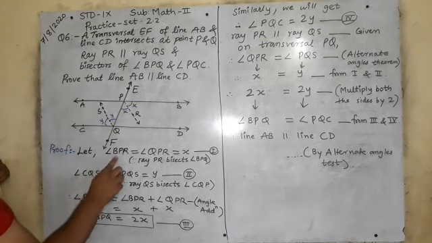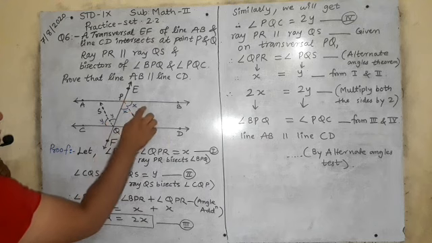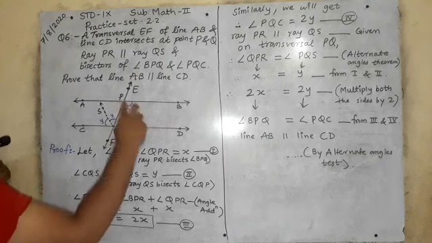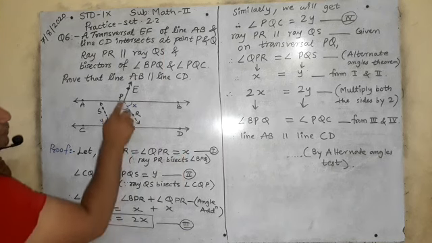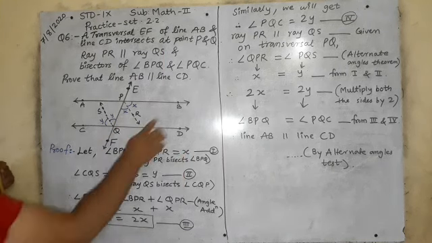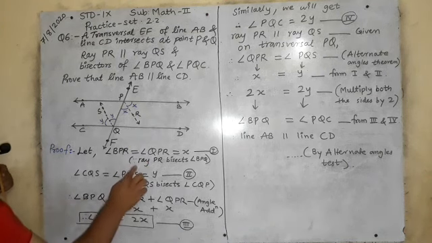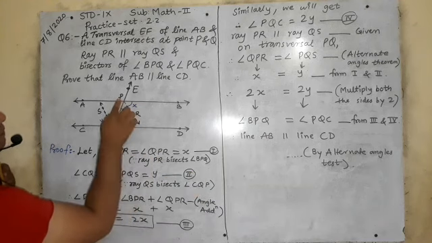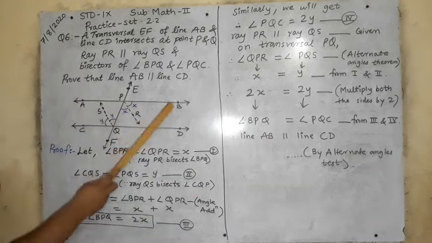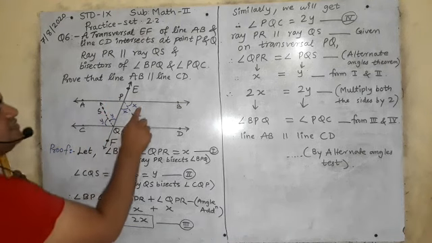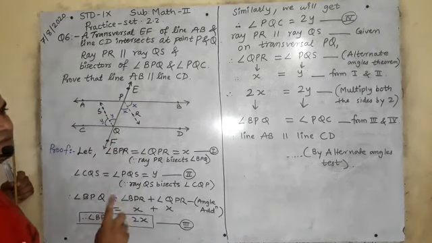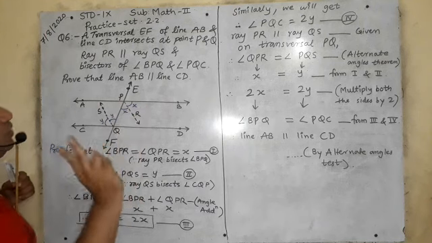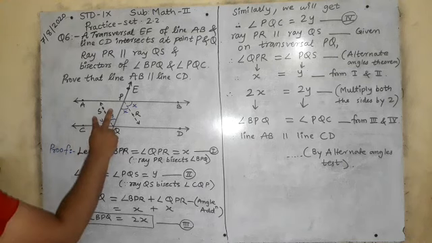So I have written angle BPR, this one, is equal to angle QPR, this one, these two angles are equal to X. Why? Because ray PR is an angle bisector of BPQ. Is it clear? Because ray PR bisects angle BPQ. PR made two equal parts of BPQ. So I will consider this X, so this will also be X, because an angle bisector is dividing the angle into two equal parts. Like same here also.